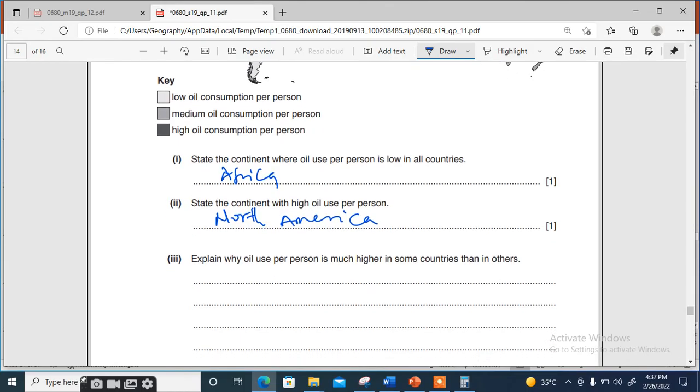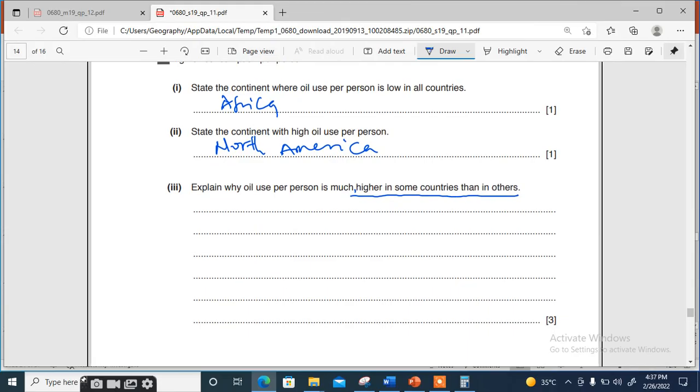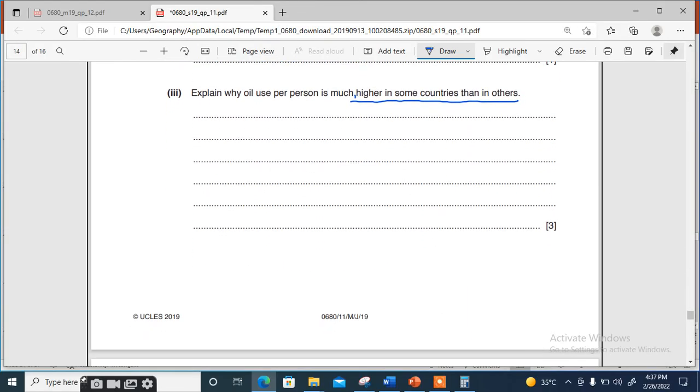Then the next is explain why oil use per person is much higher in some countries than others. This is quite similar to that question we answered relating to water consumption in the country per person. So here, first thing, once you're comparing two countries, you should always remember wealth. Wealth between countries differs. Another point is availability of oil also differs.